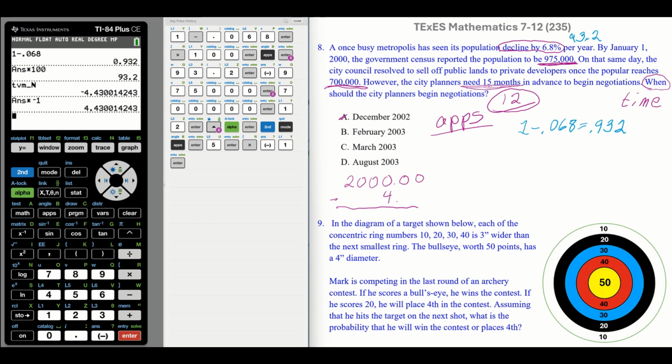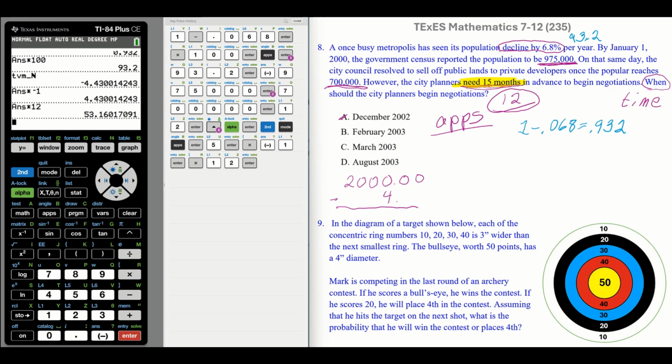Here's the deal. We need to subtract 15 months from that. Remember, they need to know 15 months before that 4.3 years. Well, this is in months, and my number is in years. How do you solve that problem? Just multiply it times 12, and you have the months. So times 12, 53 months, and a little more is what's going to happen.